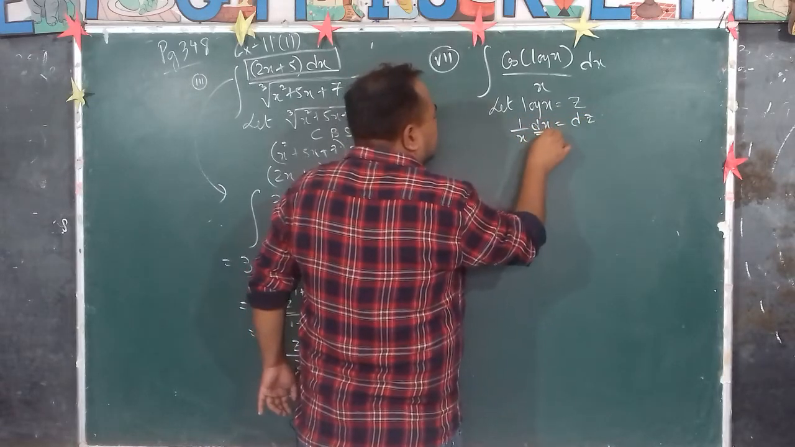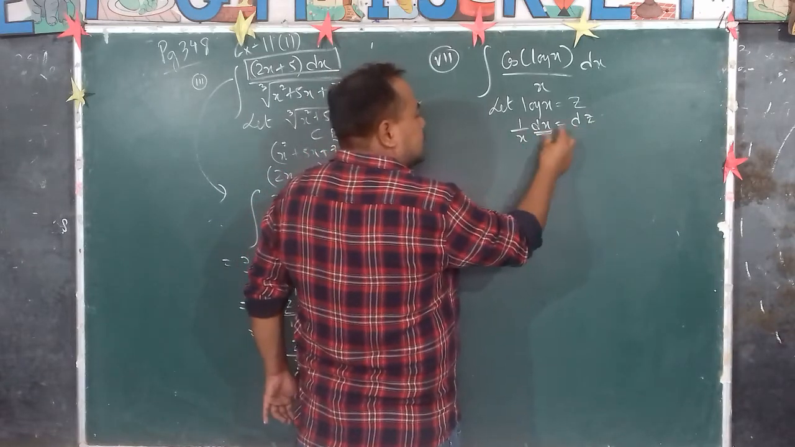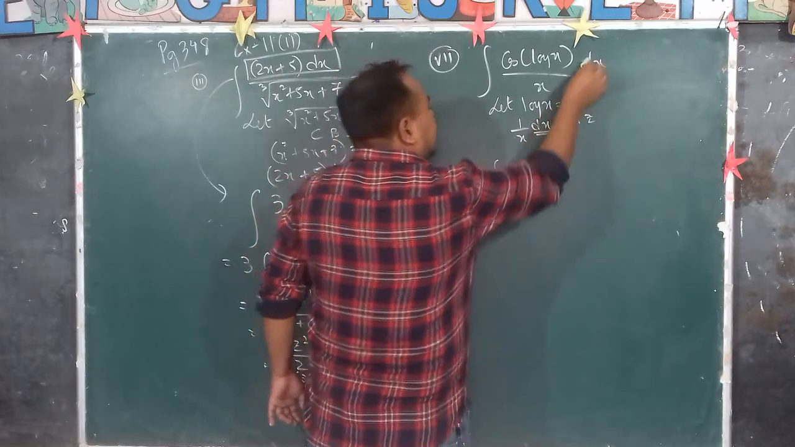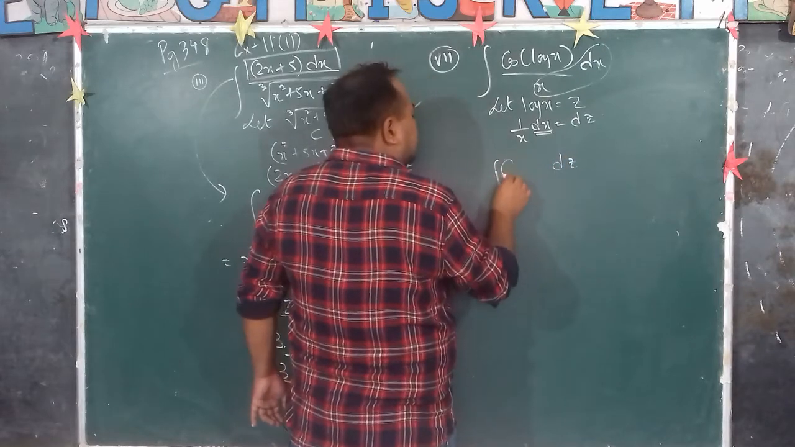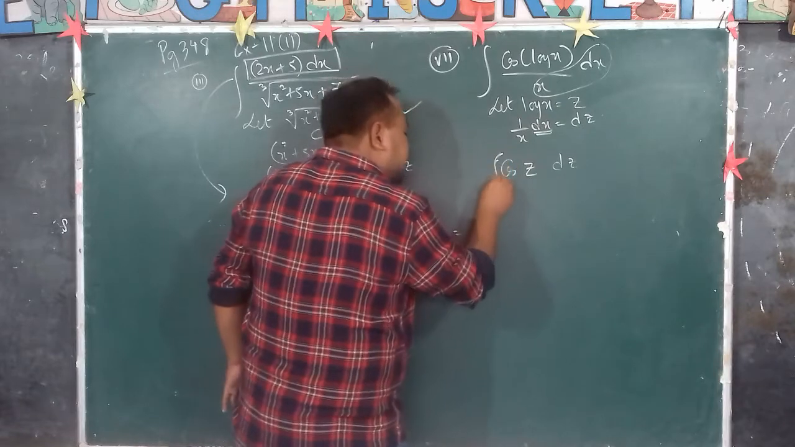I hope there is no confusion regarding dx. From where did you get this? dz by dx, so dx comes up. Is that clear? So now substitute. So instead of dx by x, what do I get? dz, and only cos log x is left, and cos log x is cos z. So isn't this the standard form?